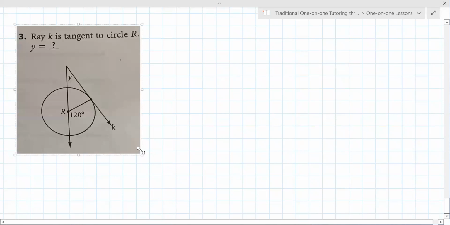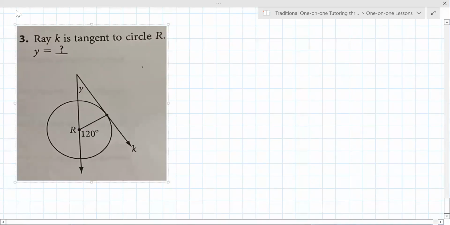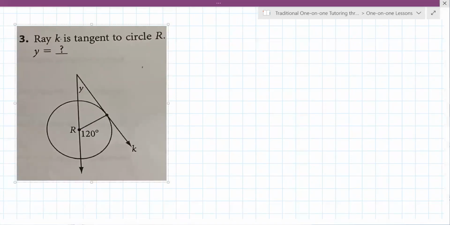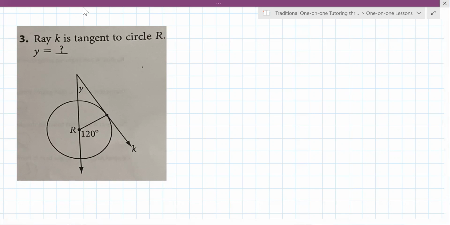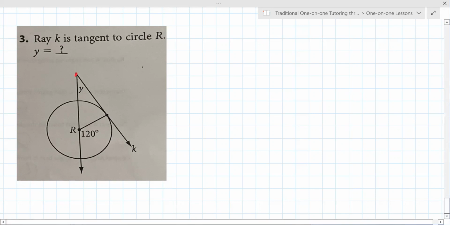Number 3. Ray K is tangent to circle R. So let me draw it here in a different color. This is tangent to circle R. This is a radius. What is the angle measure right here when a radius meets a tangent? 90 degrees. Very good.